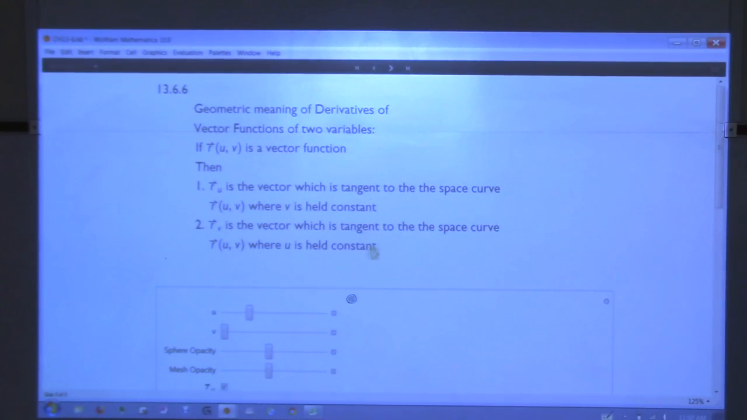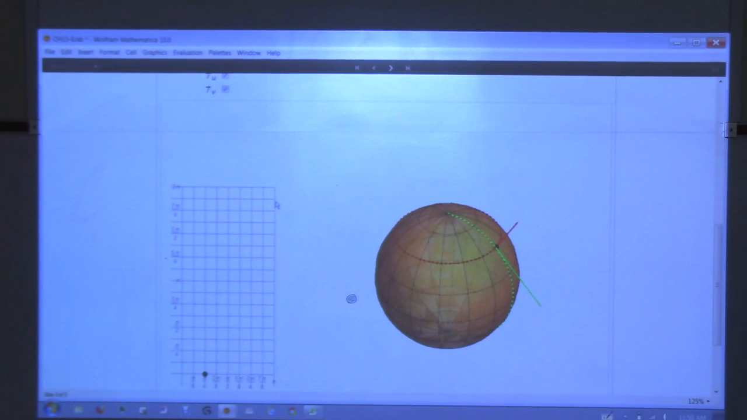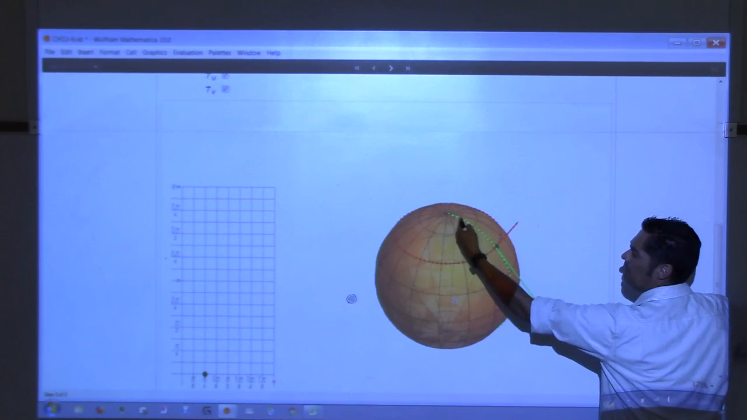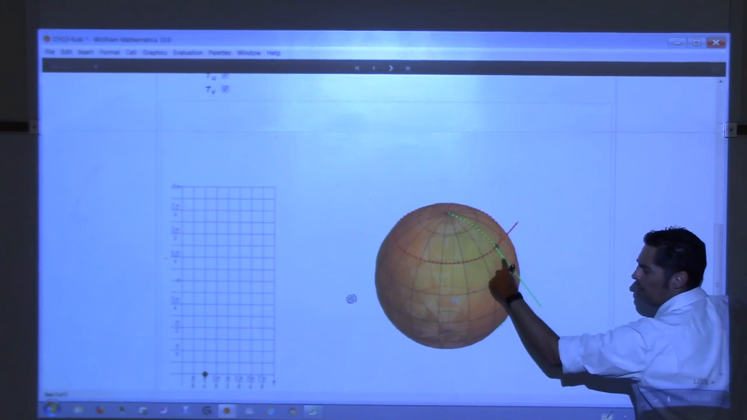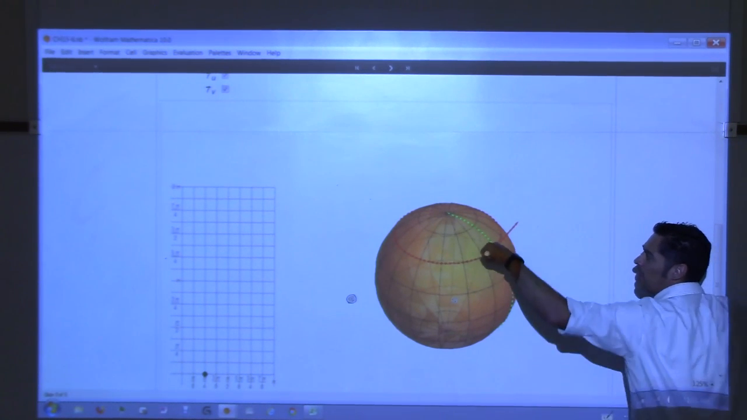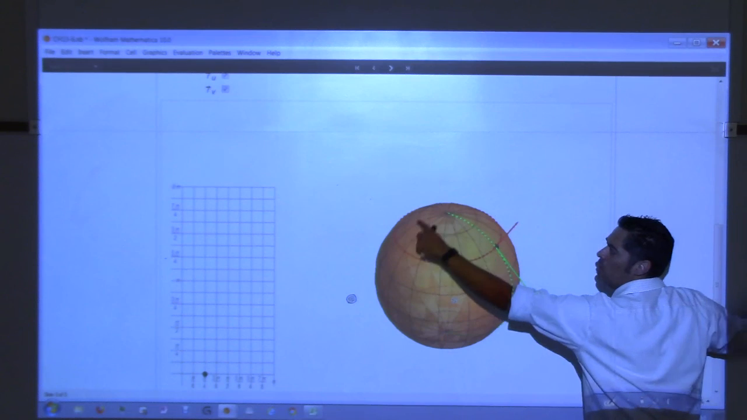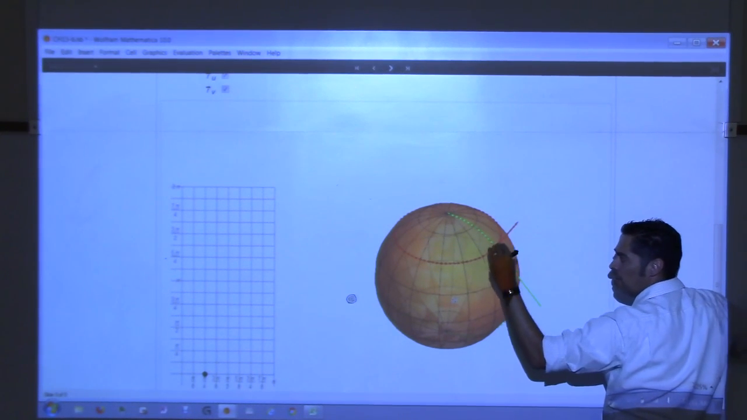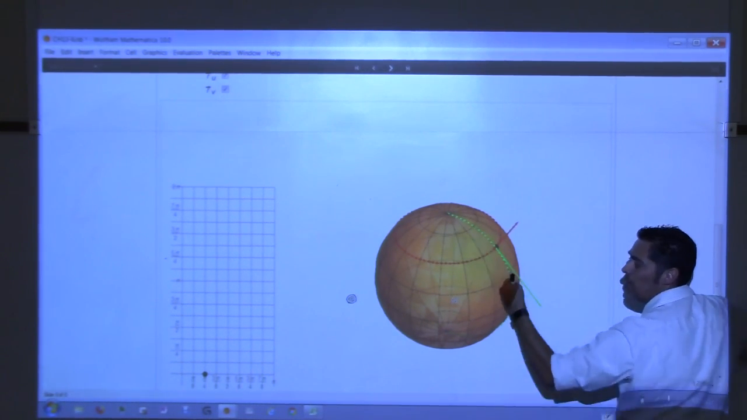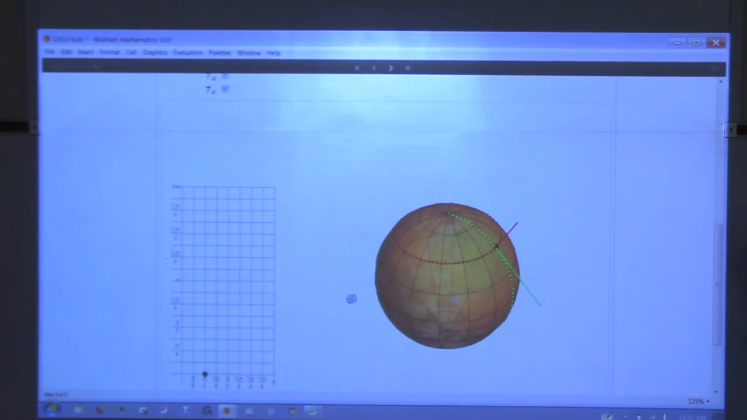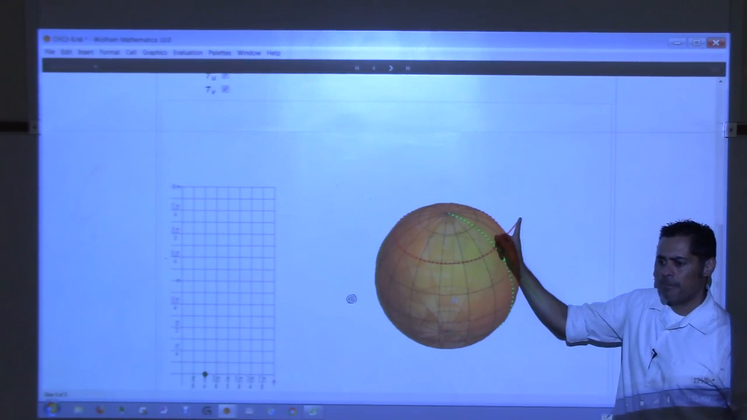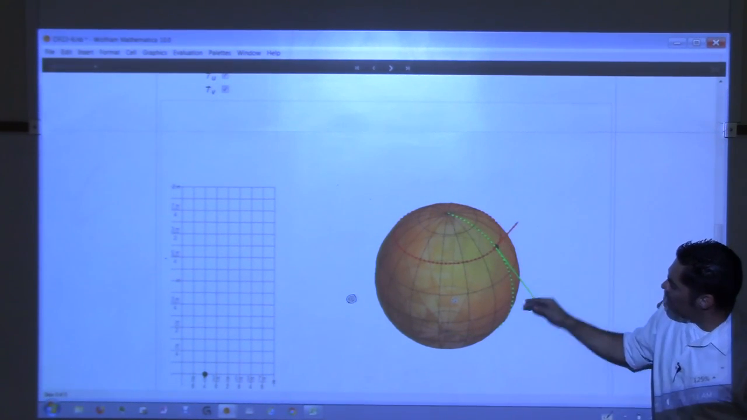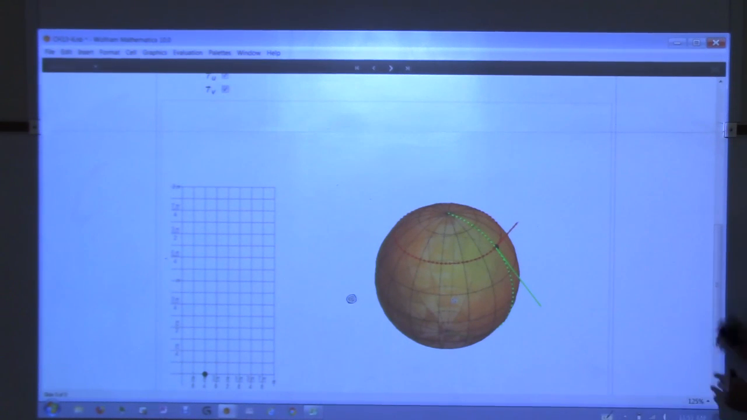So here's that same idea. There's your sphere again. Notice the dotted green would be one of the grid curves. If we held u constant and let v change, then we'd be moving along the red. But if we held v constant and let u change, we'd be moving along the green. If we're moving along the red, at any given point I have a tangent vector, and moving along the green, at any point I have a tangent vector. So you've got these two vectors.